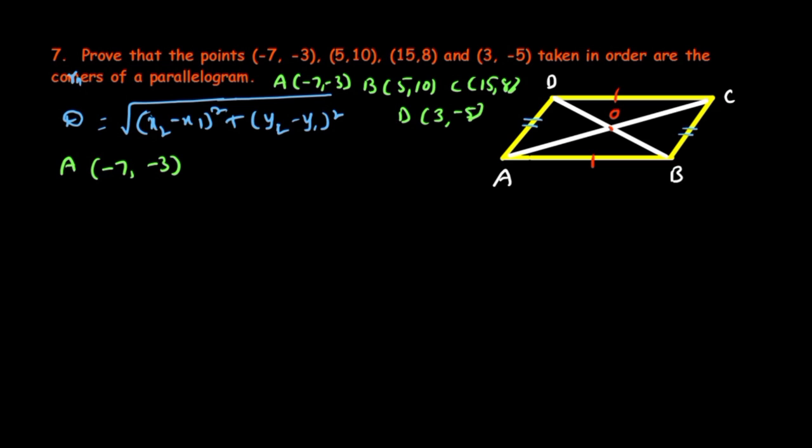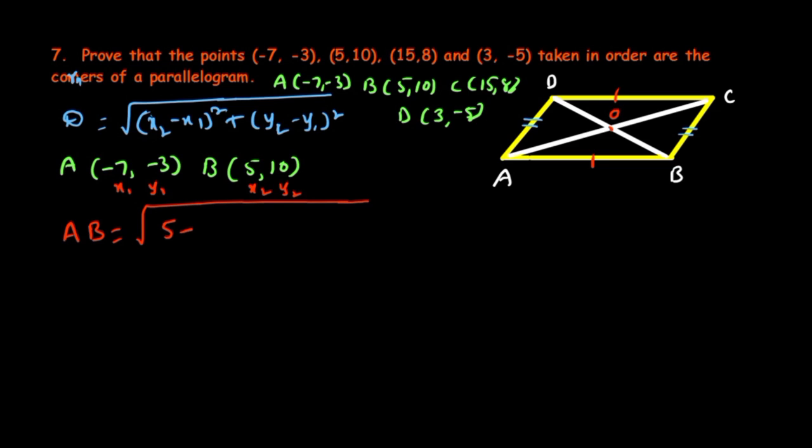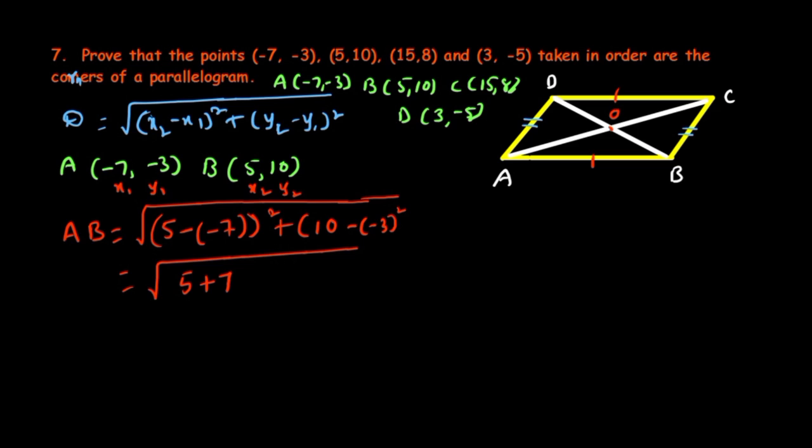Okay, so now I am going to find AB. So B is here (5, 10), and this is x1, y1 and this is x2, y2, right? So AB equal to root of x2 minus x1, right? 5 minus minus 7 whole square. y2 minus y1, that is 10 minus minus 3 whole square, right? That means this is 7. So 5 plus 7 whole square, and this is 10 plus 3 whole square.